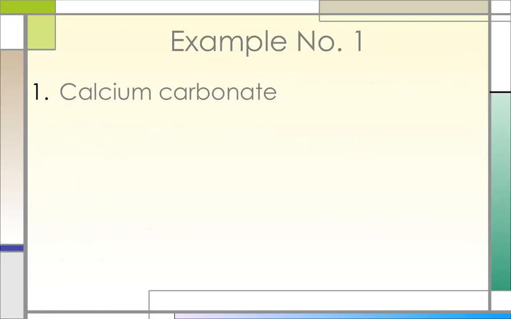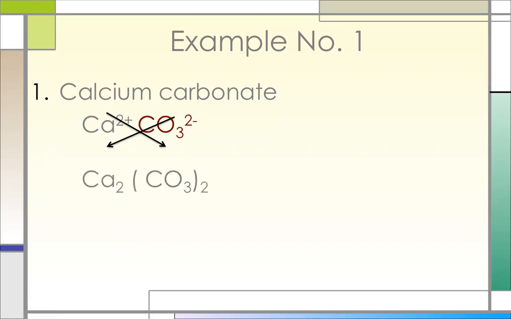Example number 1, you have calcium carbonate. Ca2+, which is the calcium. Then the carbonate, we have CO3, 2 negative. Remember, the carbonate now is your polyatomic ion, a polyatomic anion because it is 2 negative. So crisscross. Then you have Ca sub 2, open parenthesis, CO3, close parenthesis, then 2 outside the parenthesis.